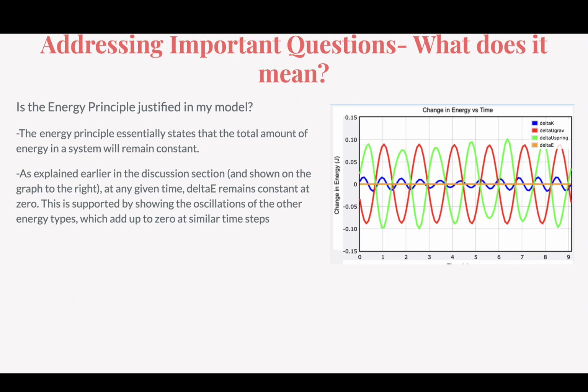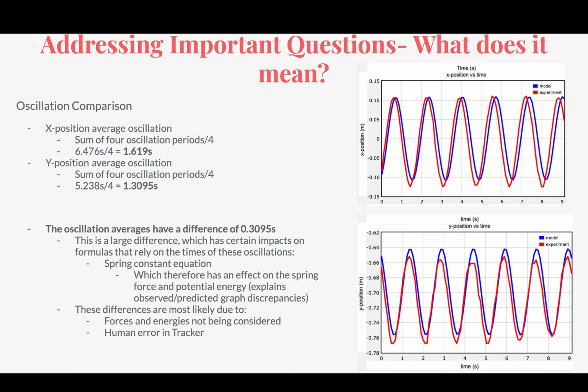This is further supported by the oscillations of the other energy types, which add up to 0 at the same time steps. After calculating and comparing the oscillation periods for both the x and y position versus time, I noticed the oscillation averages have a difference of about 0.3 seconds. This is a large difference which has certain impacts on the formulas that rely on the times of these oscillations, which include the spring constant equation. This would have an effect on the spring force and potential energy, which can explain the observed versus predicted graph discrepancies. These differences are most likely due to forces and energies not being considered, as well as human error and Tracker.